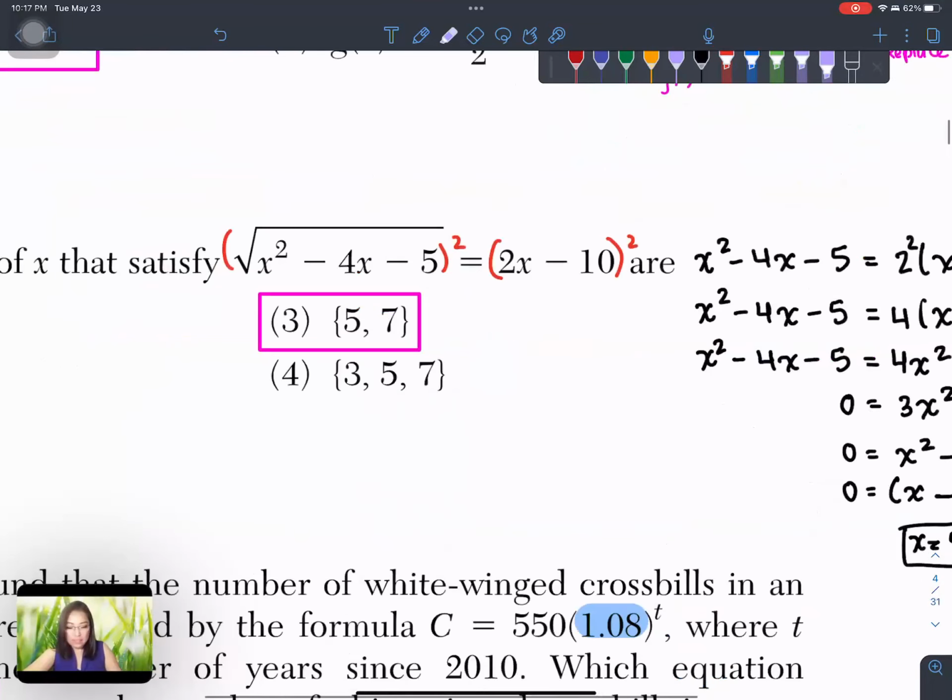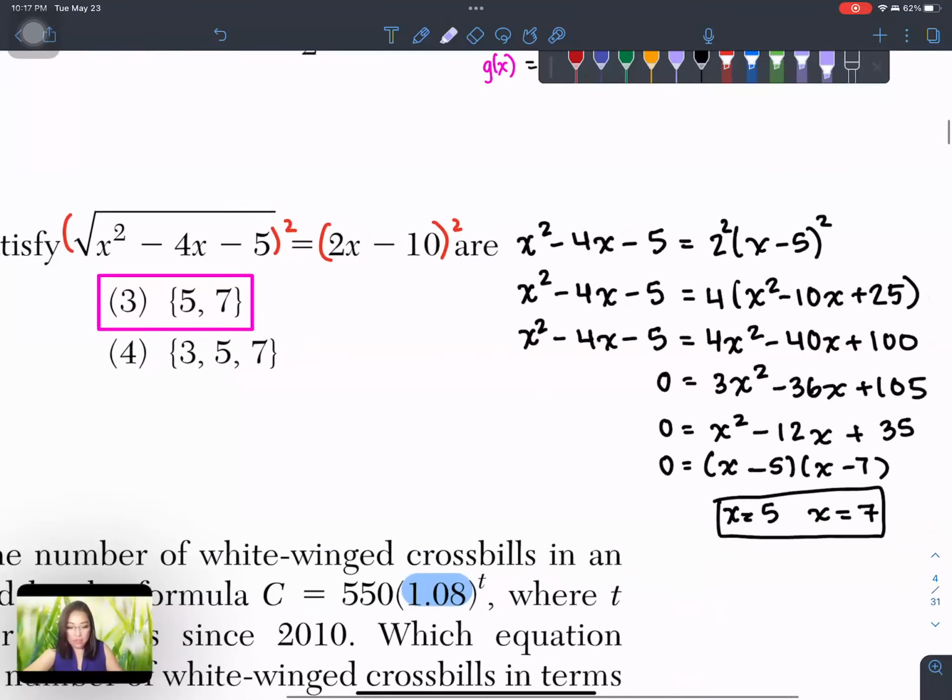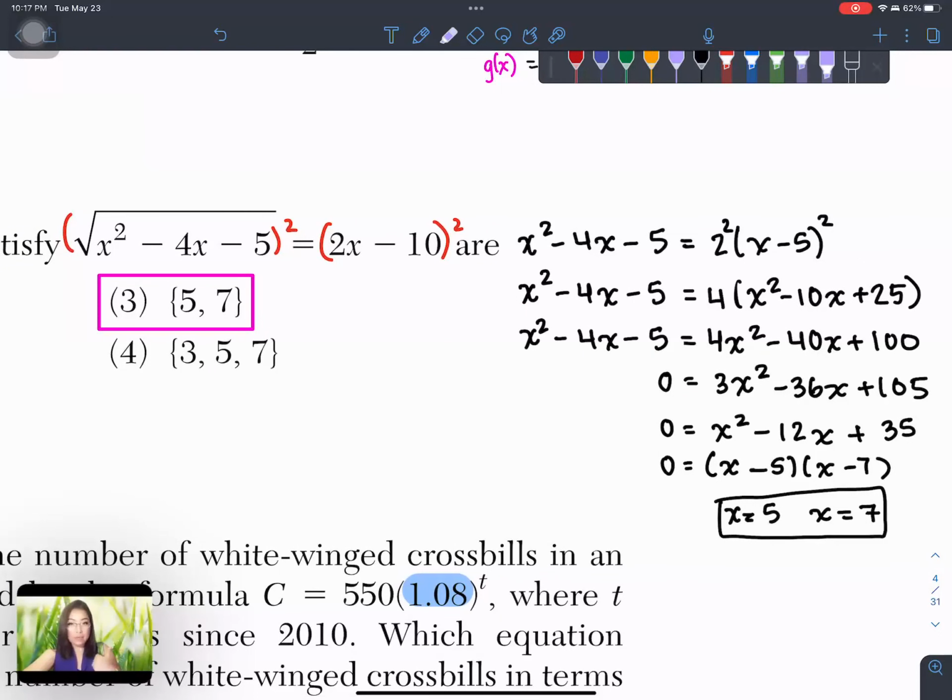Basically, when you're solving radical equations, you isolate the radical, but here it's already isolated. Then you square both sides, then you set it equal to 0, you factor, and then you always have to check your answer. So there's like 5 things that you have to do here.